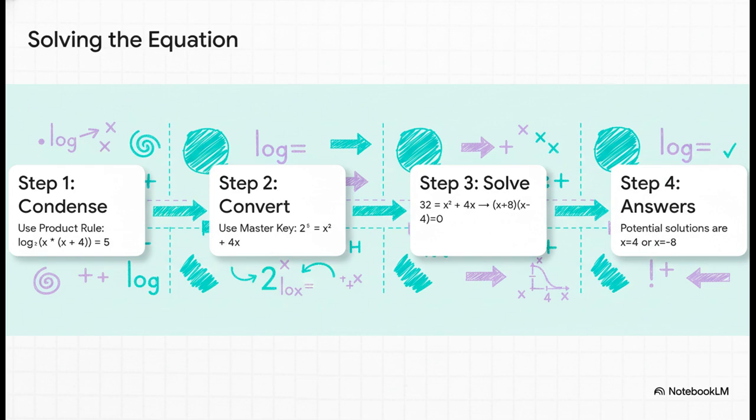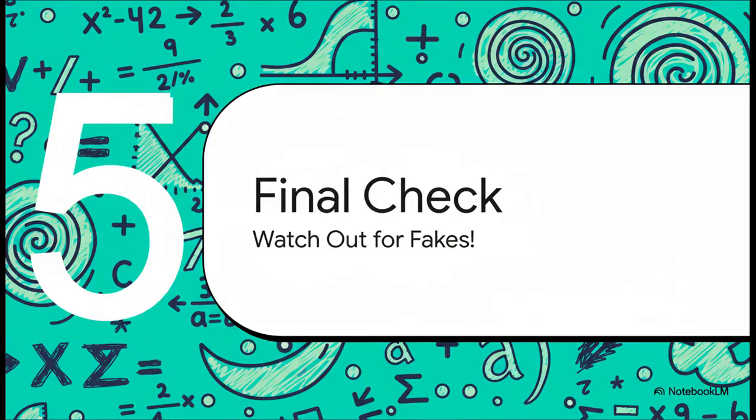That becomes a quadratic equation, and when you solve it, you get two possible answers: x equals 4 and x equals -8. But hold on a second. I said possible answers. Are they both legit? This brings us to the single most important final step. You gotta watch out for fake solutions.